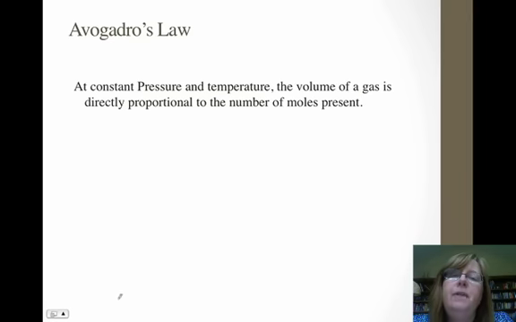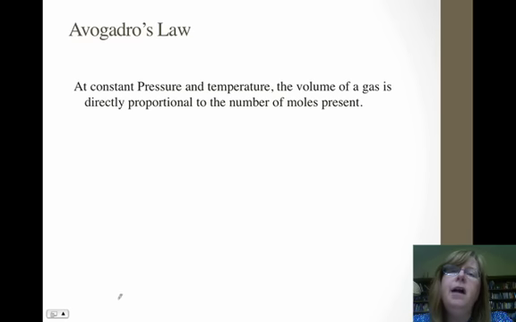Hi, this is the third video in gas laws. We've already seen how pressure and volume are related with Boyle's law and how temperature and volume are related with Charles' law. There's another law called Avogadro's law. If you're keeping your pressure and your temperature constant, the volume of your gas is going to be directly proportional to the number of moles of gas that are present.